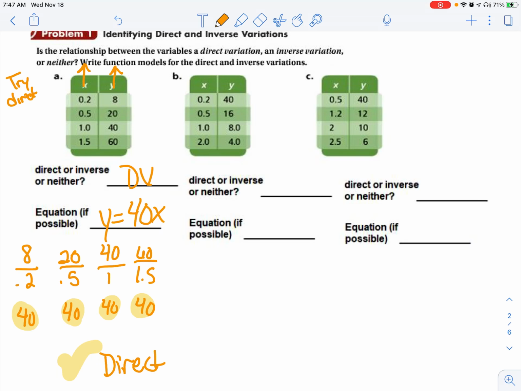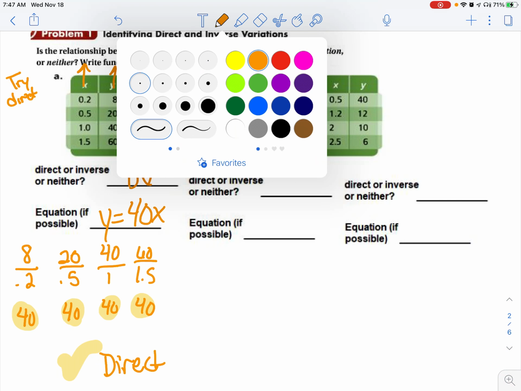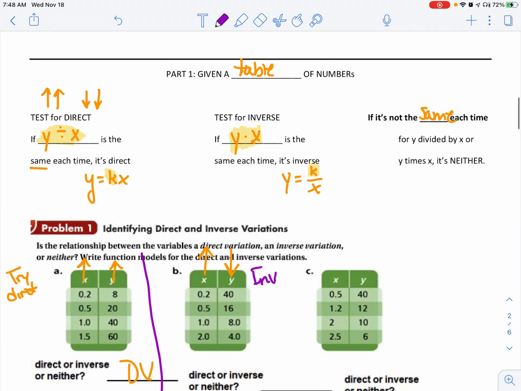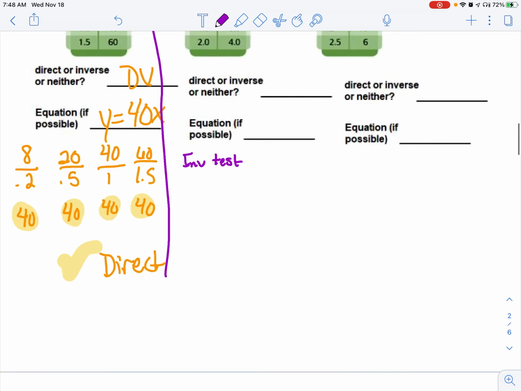Now let's try part B. What I want to notice again is that the x's are increasing and the y's are decreasing. I'm going to change color so it doesn't blend too much into the other problem. I'm going to test for inverse because I see this up and down situation, one going up, one going down. You are going to take your y values, so 40, and divide it by your x. Nope, other way around. Silly me, I have to follow my own notes, don't I? I need to do my y values times my x values.